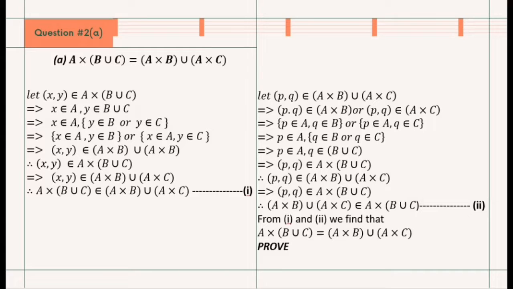Therefore, ordered pair (P, Q) belong to (A cross B) union (A cross C) implies ordered pair (P, Q) belong to A cross (B union C). Therefore, (A cross B) union (A cross C) is a subset of A cross (B union C). We name it 2. From 1 and 2, we find that A cross (B union C) equal to (A cross B) union (A cross C). Proof.